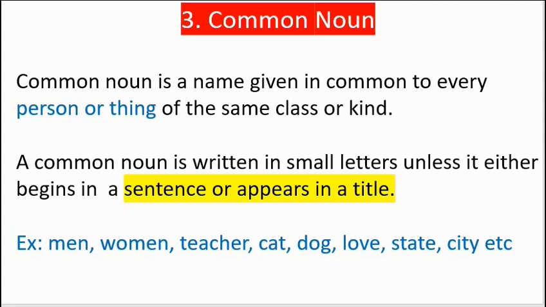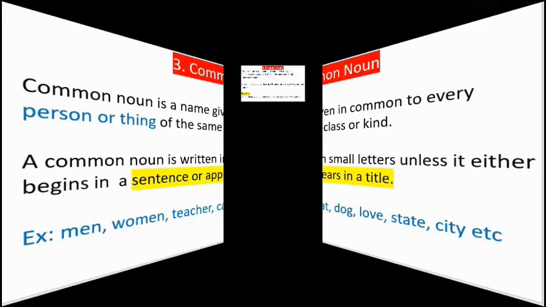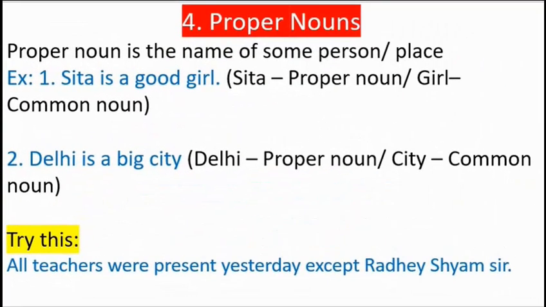Woman, teacher, maybe any teacher. Cats, dogs, love, state. State means we are not saying a particular state. City. City also, we are not saying any particular city. It is general. So these kinds of things we can call common nouns. And the next, fourth one, is the proper noun. This is quite the opposite of a common noun.